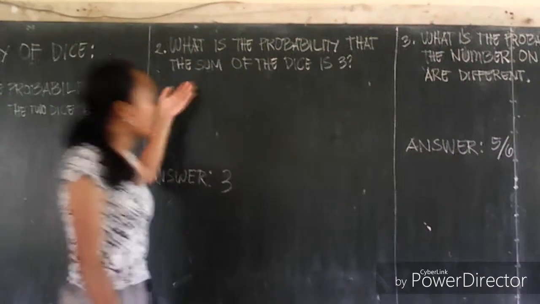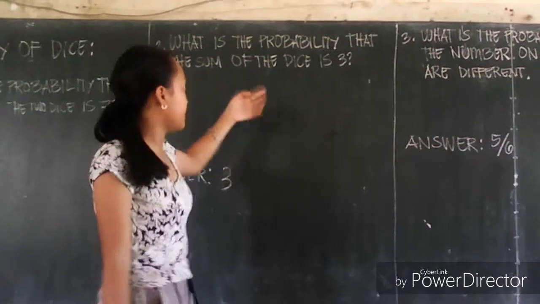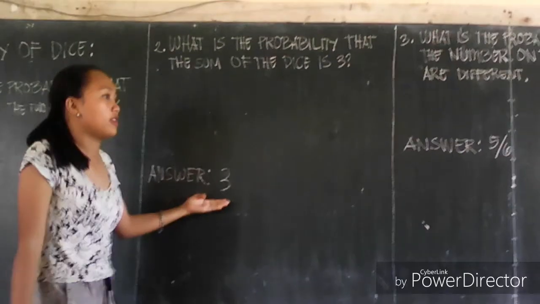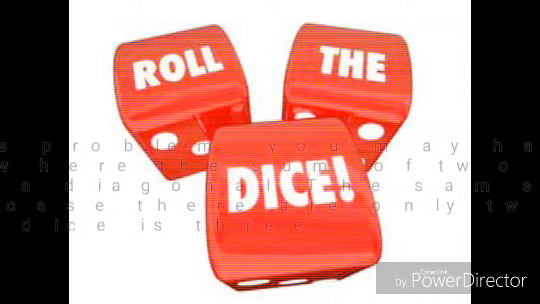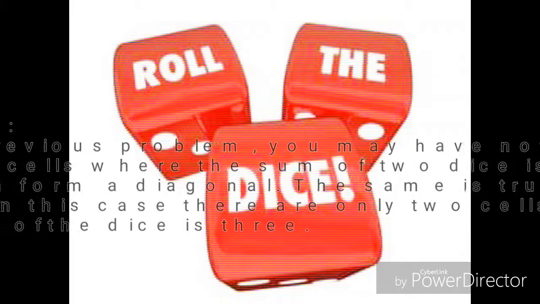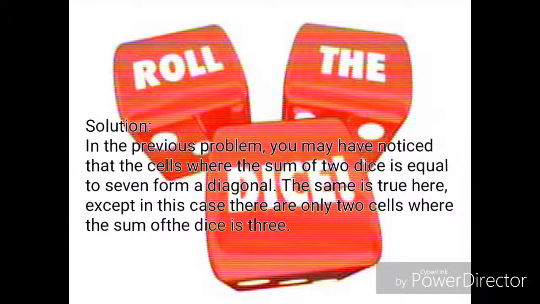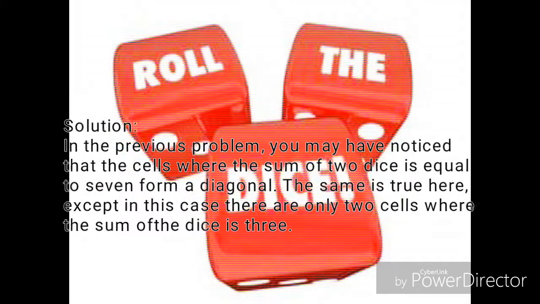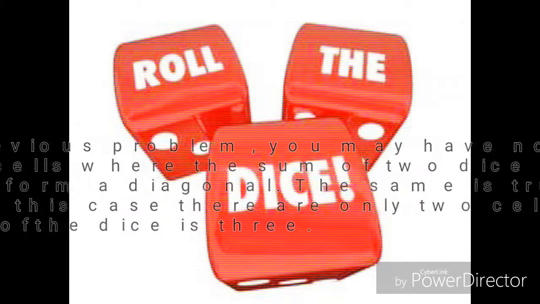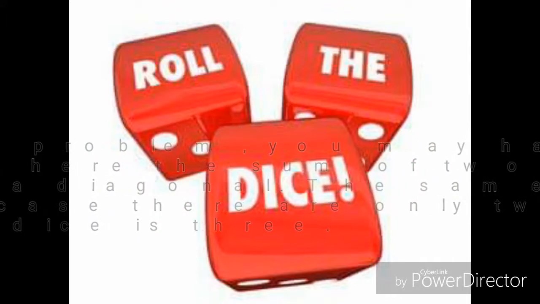What is the probability that the sum of the dice is 3? Answer 3. In the previous problem, you may have noticed the cells where the sum of two dice is equal to 7 form a diagonal. The same is true here, except in this case, there are only 2 cells where the sum of the dice is 3.